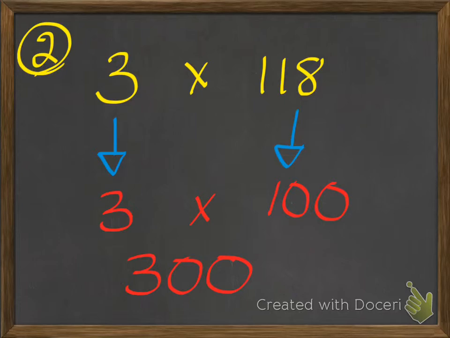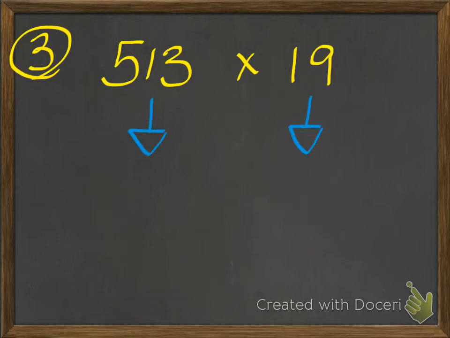Okay, I rounded 118 down to 100, and then I multiplied it times 3. I kept the 3 the same because 100 is easy to multiply times any number. So then I got 300 as my answer. Number 3, 513 times 19.